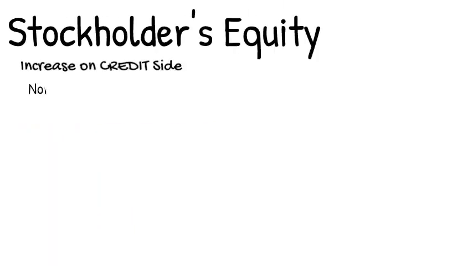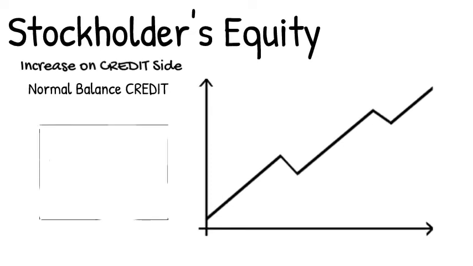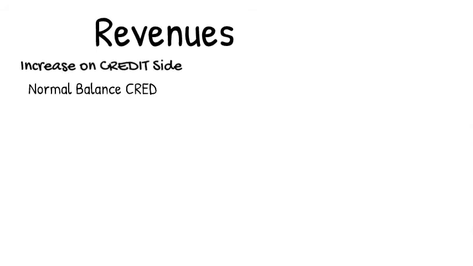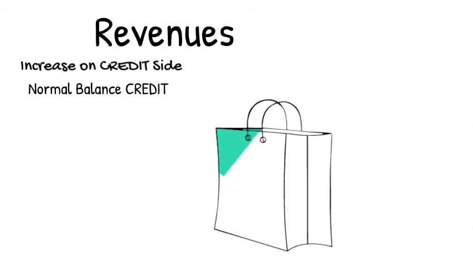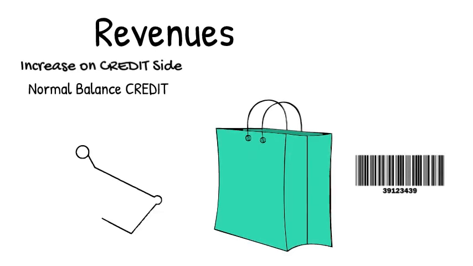Stockholders' equity increases on the credit side and has a normal credit balance. Stockholders' equity comprises retained earnings or common stock. Revenues also increase on the credit side and have a normal credit balance. Organizations generate revenue by selling their goods and services.